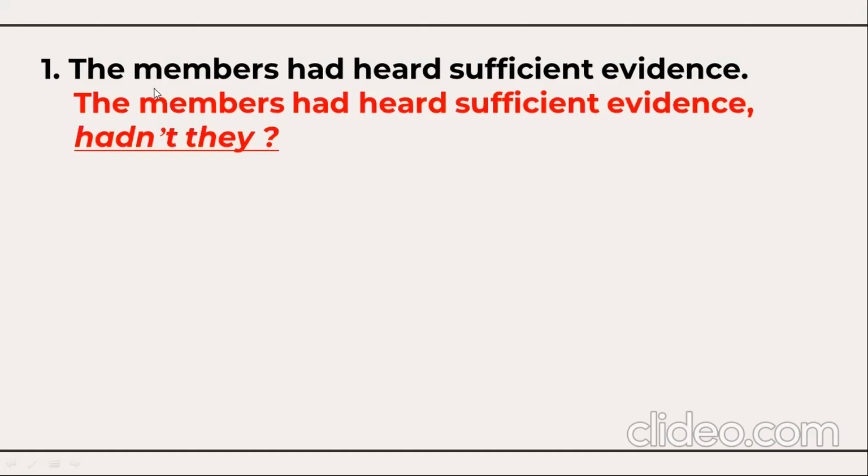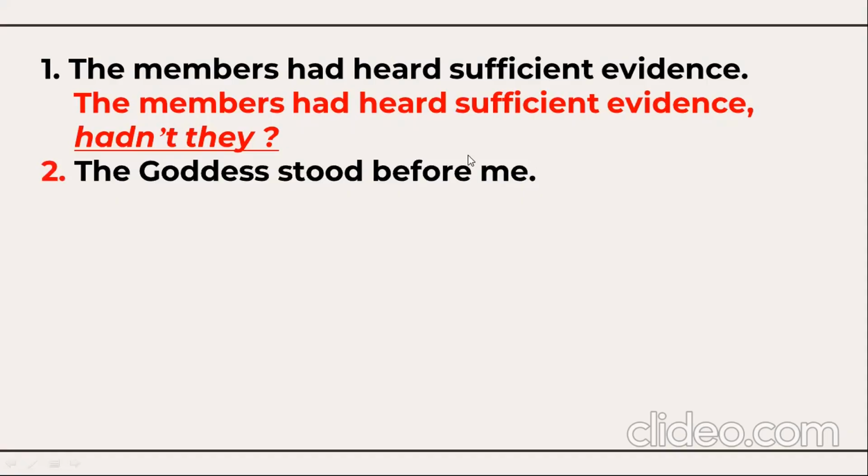So the answer is here. We'll copy the sentence once again. This is how you need to write in the examination. Copy the full sentence: The members had heard sufficient evidence. Remove the full stop, add a comma, and write hadn't they. I hope you understood. Let's move to the next question. The goddess stood before me.